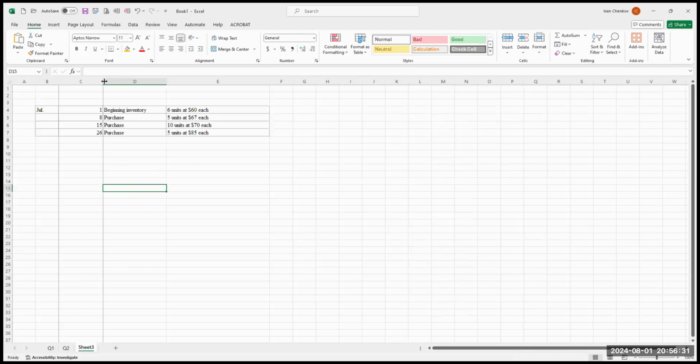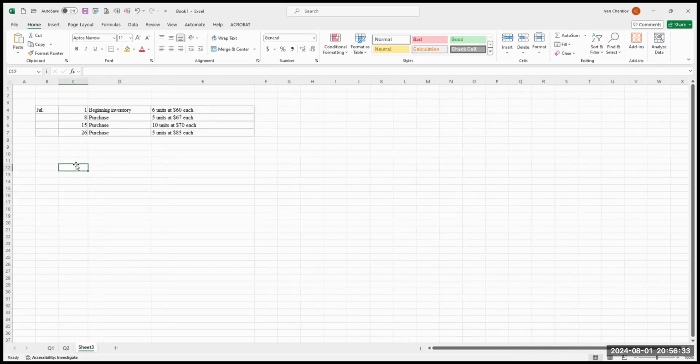Since those numbers are a little bit different, let's do some adjustments here. First, in order to get the beginning balance, what do I need? I need the number of units.